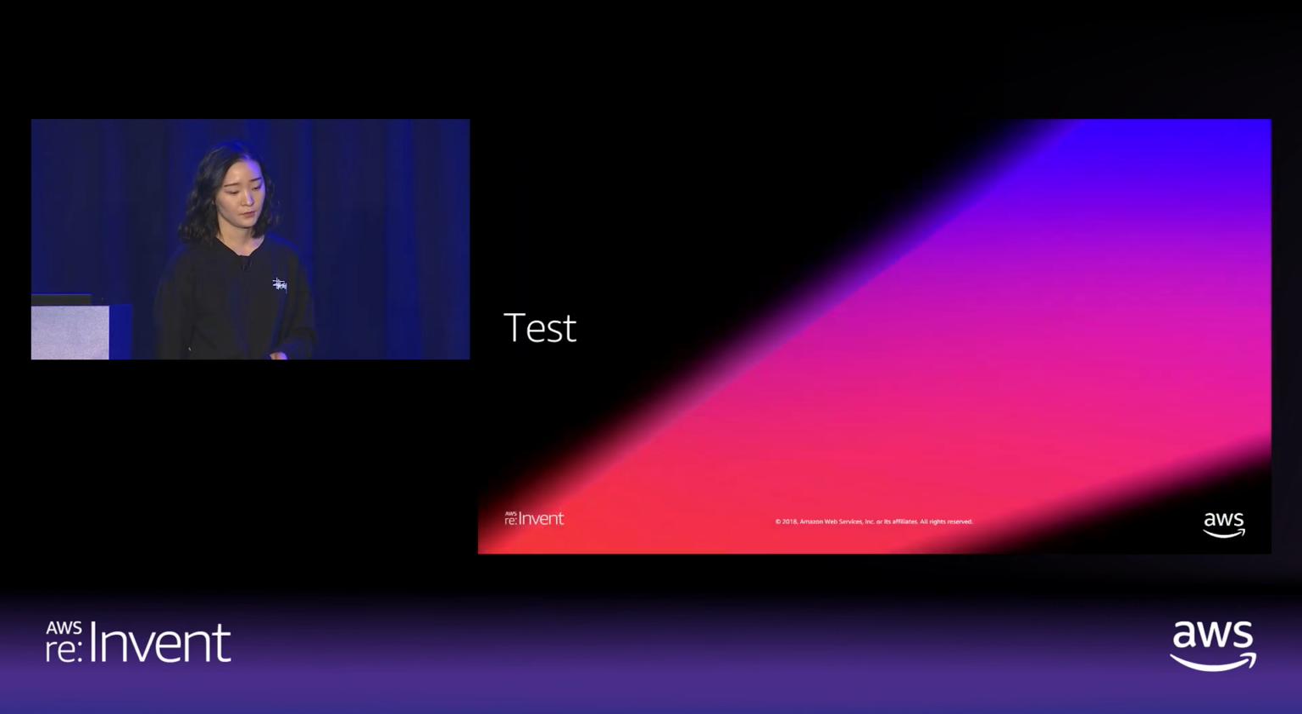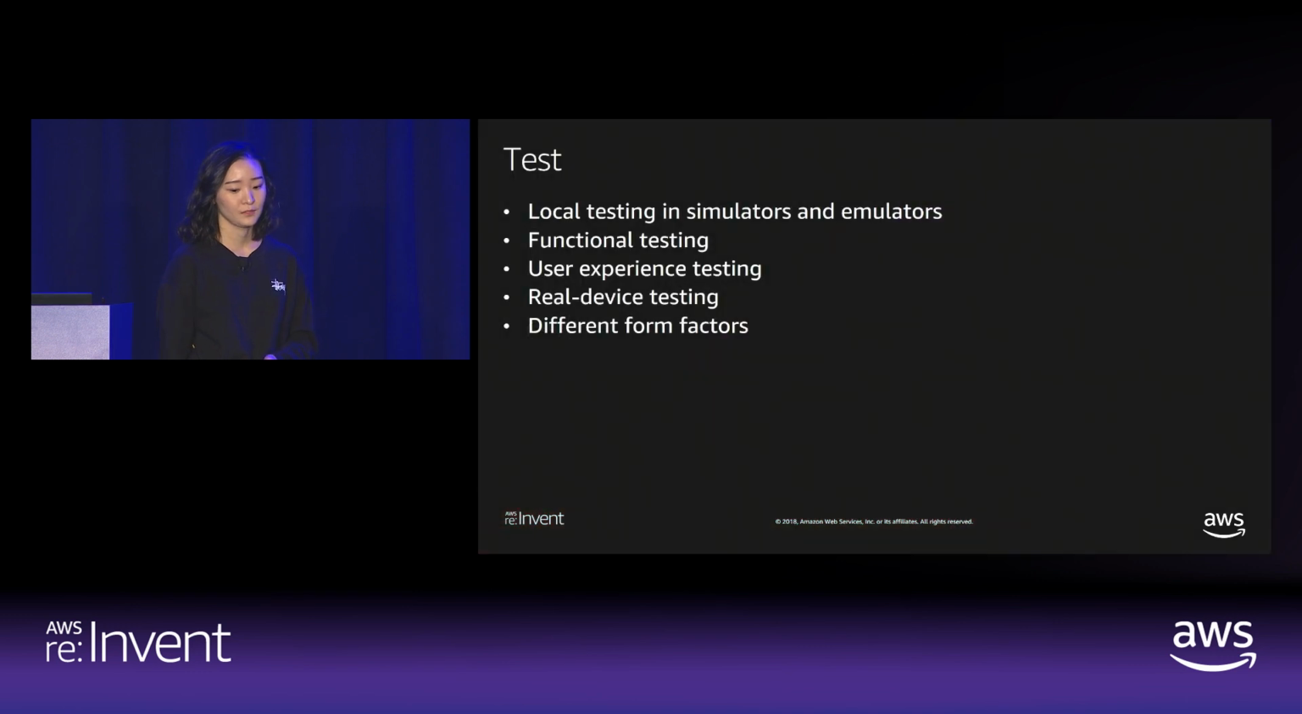So we now have a fully functioning app, so we can start testing it. There are many ways to test your app. There's local testing in simulators and emulators, and there's also functional testing. And there's user experience testing and real device testing.